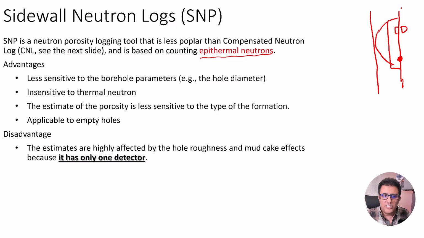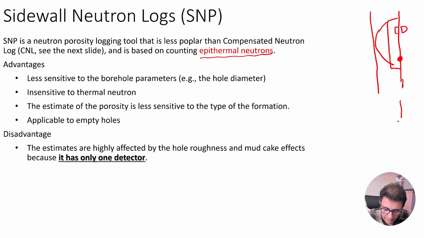But it has a major disadvantage, and the disadvantage is that it has just a single detector, and as a result, it is very sensitive to the borehole roughness. So we learned in my density lecture that the borehole wall is not flat. It has a lot of roughness or unevenness.